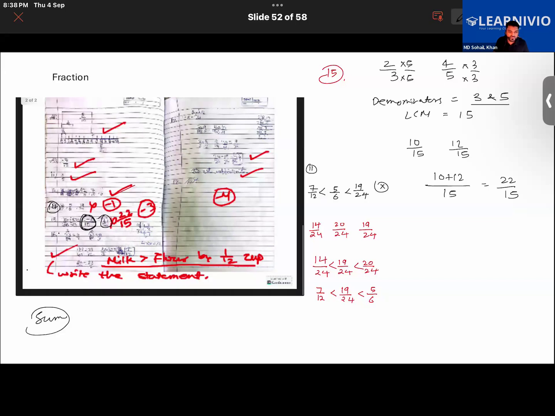Drop the answers also for the MCQ questions and for the assertion reasoning as well.